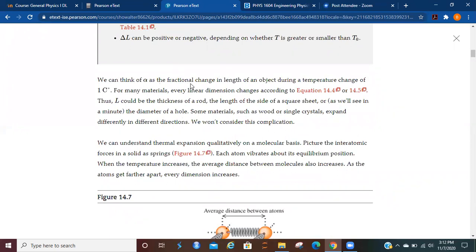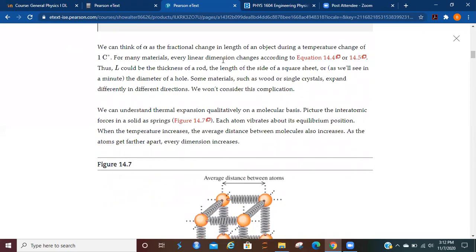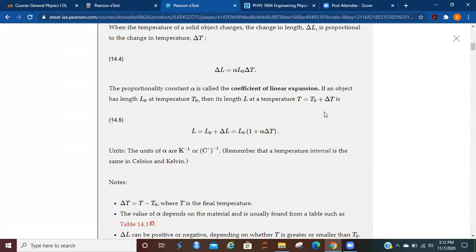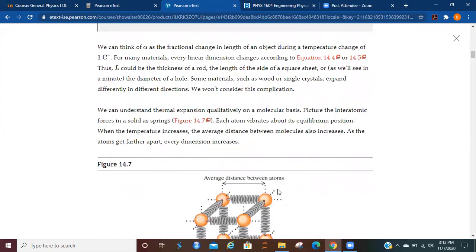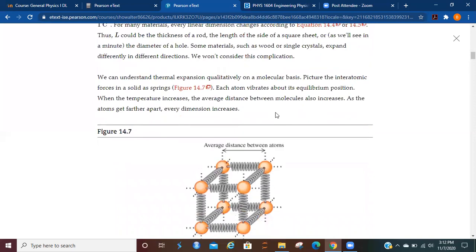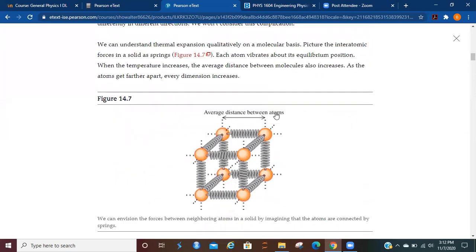So you can think of alpha as the fractional change in length of an object during a temperature change of 1 Celsius degree. For many materials, every linear dimension changes according to equation 14.4 or 14.5, in other words, these equations. Thus, L could be the thickness of a rod, the length of the side of a square sheet, or the diameter of a hole. Some materials, such as wood or single crystals, expand differently in different directions, and we're not going to consider that particular complication here.